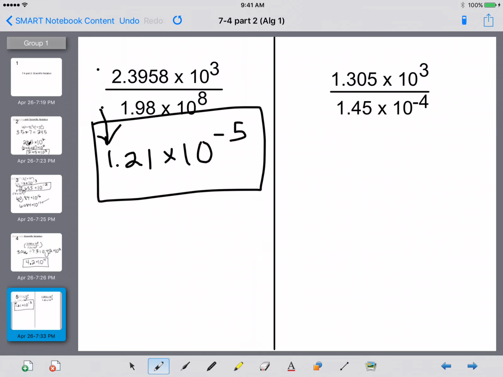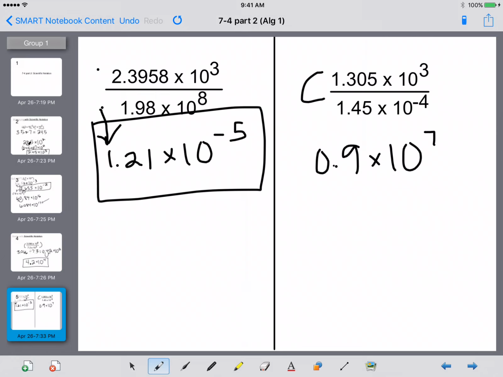And last one for you. Divide your bases, so 1.305 divided by 1.45 to get 0.9 times 10. We have 3 minus negative 4. When you divide exponents, you subtract. Minus a negative turns into addition. So technically it's 3 plus 4, or 7.